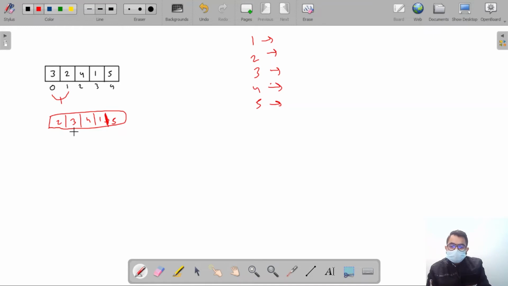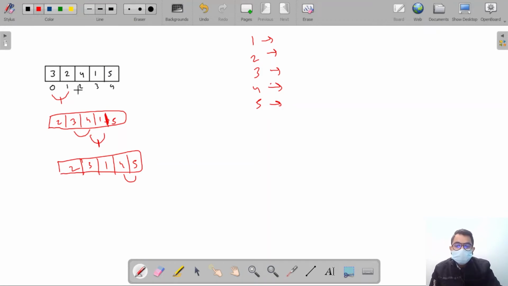Now we are going to check for 3 and 4. No, we can't do swapping here. So we move on and try to swap 4 and 1. Now 4 is greater than 1, so we are going to swap. And now we have 2, 3, 1, 4, 5. Now can 4 and 5 be swapped? No, they can't be. Oh, we were swapping and we forgot to count the number of swaps for each student. Remember I said each student.